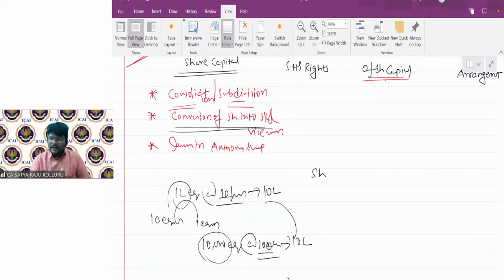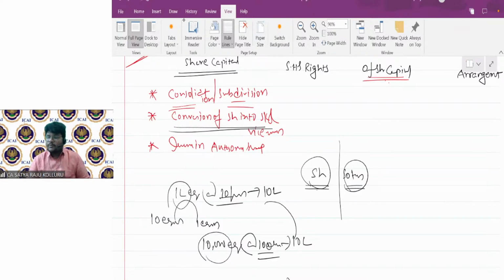Next, similarly, if you're coming to conversion of shares into stock or stock into shares, do you know the difference between share and stock first? The conceptual difference is that shares are denominated in a particular amount. Maybe 10 rupees face value share, 5 rupees face value share, 100 rupees face value share, something like that. Stock may not be denominated in any particular amount. Any worth of stock is possible. Yes, 1,05,000 stock is possible. 32,500 stock is possible.